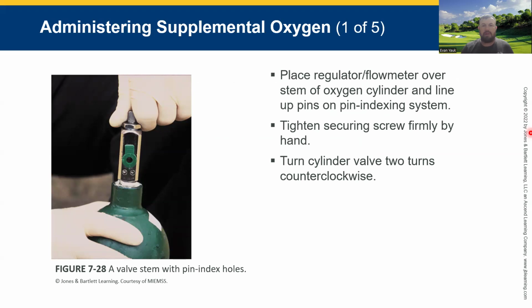So place the regulator or flow meter over the stem of the oxygen cylinder and line up the pins on the pin index system. Right there are the holes I was talking about. That's where those pins are going to come in and let you know, one, you're using the correct bottle, and two, that you are lined up appropriately. Tighten it securely, screwed firmly by hand. We don't want to torque it using a tool or anything. We just want to make sure it's good and tight by hand. Turn on the valve two turns counterclockwise to turn it on.